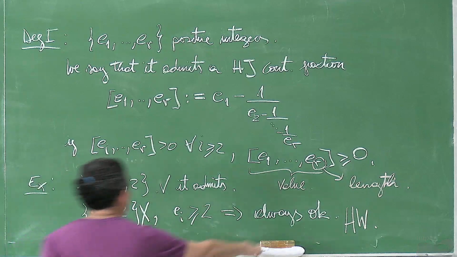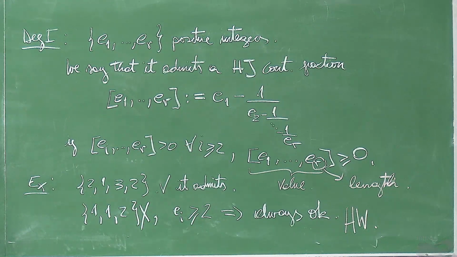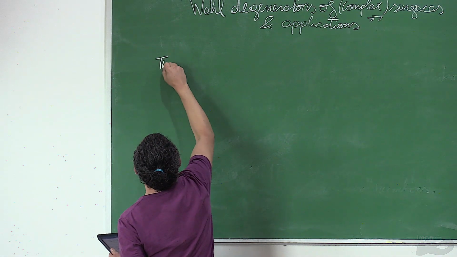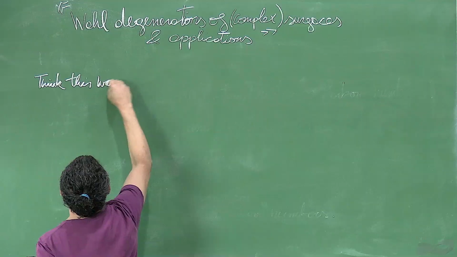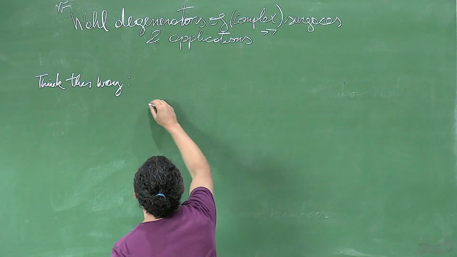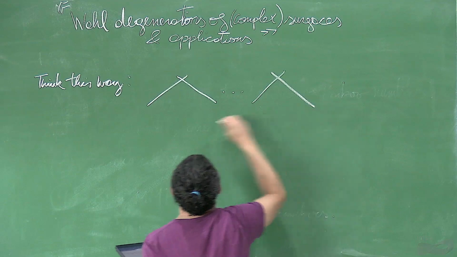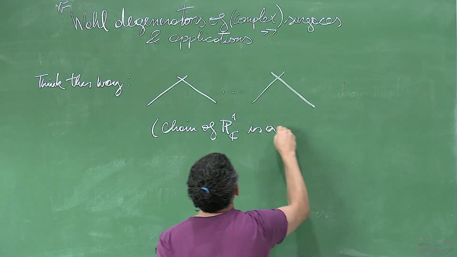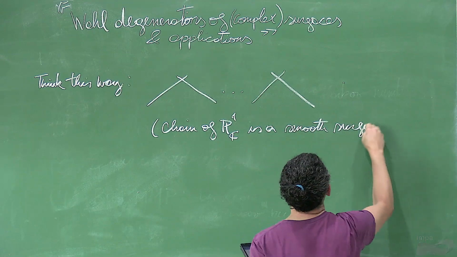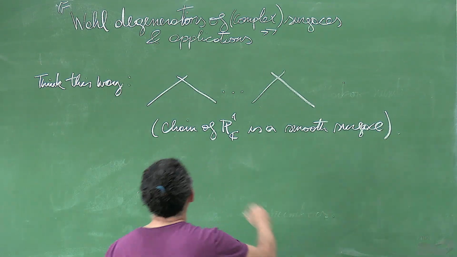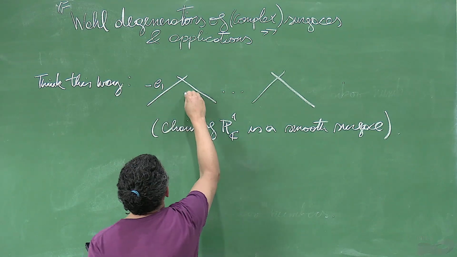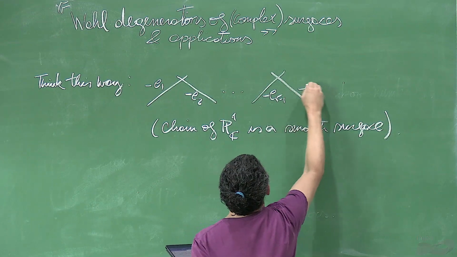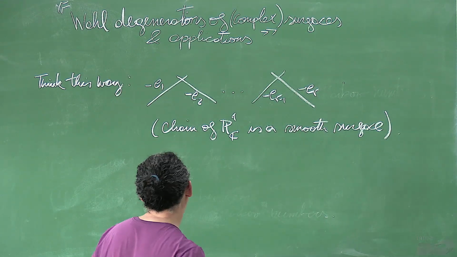Now, the way we think about these fractions is not really like that, but as a chain of spheres. Think this way. We have a smooth surface, and we have spheres in a chain. This is what I mean by a chain: a chain of P1s in a smooth surface. And then think about these numbers as self-intersections, but negative. So minus E1, minus E2, up to minus ER.